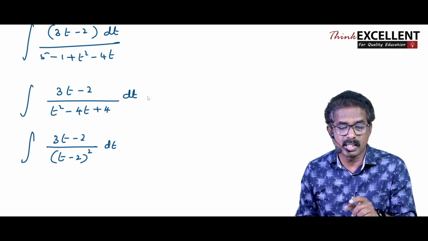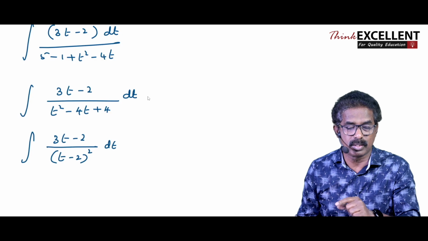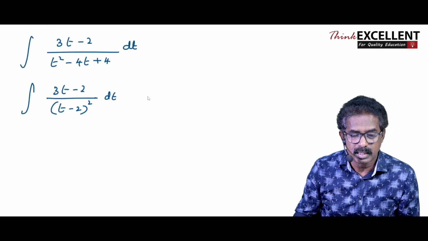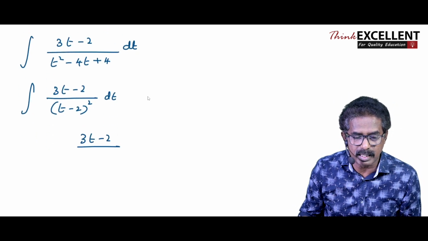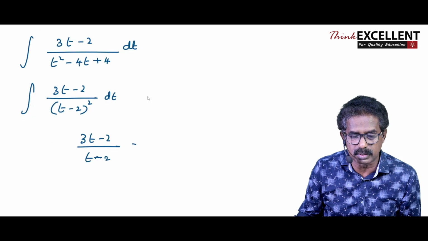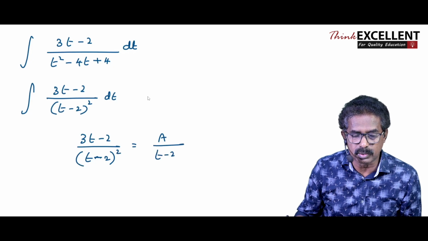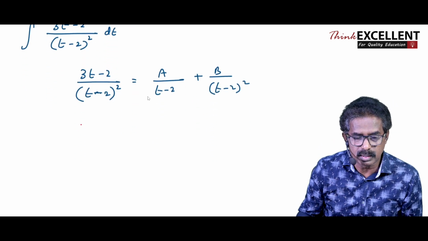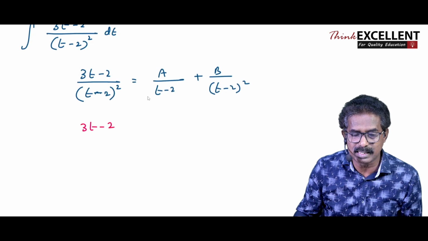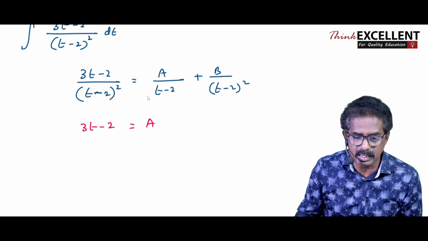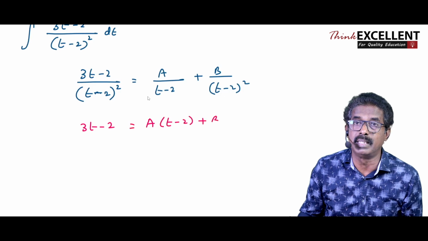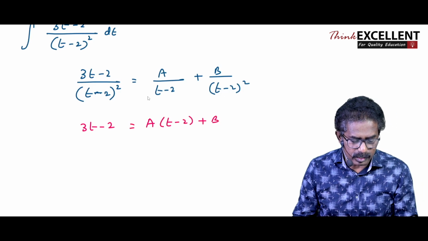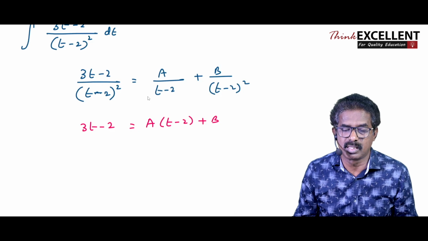So இது நீங்கள் எப்படி செய்யலாம், இது partial fraction என்ன டைப், இது second type, right? Whole square is there. So what you can do, 3t minus 2 by t minus 2 the whole square is equal to a by t minus 2 plus b by t minus 2 the whole square. Now we can find that a value, b value. So 3t minus 2, that is you take LCM and cancel the denominator. You are getting a into t minus 2 plus b. To find a and b, what you can do, equate the coefficients of t first. அப்போ a equal to 3.